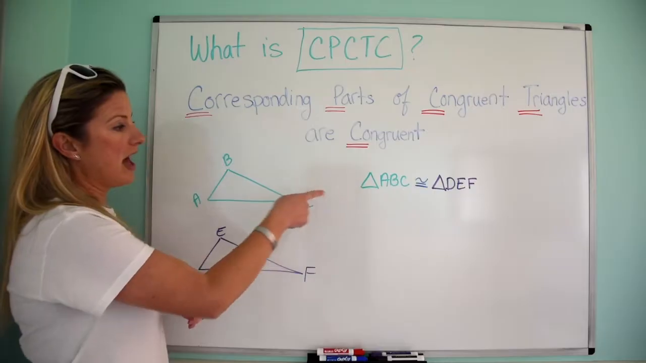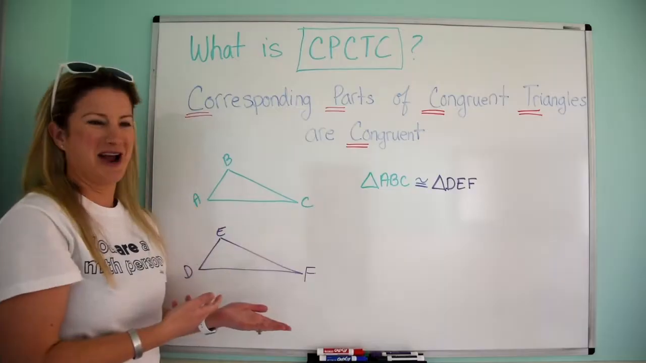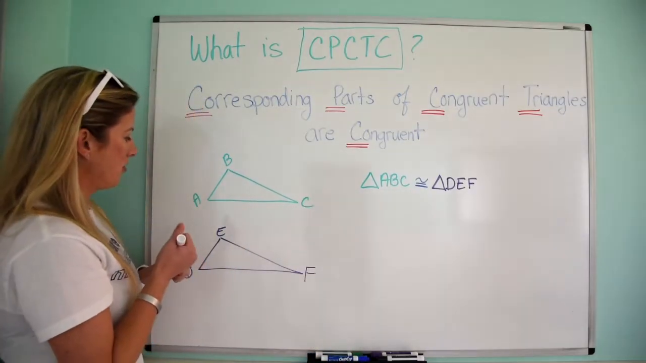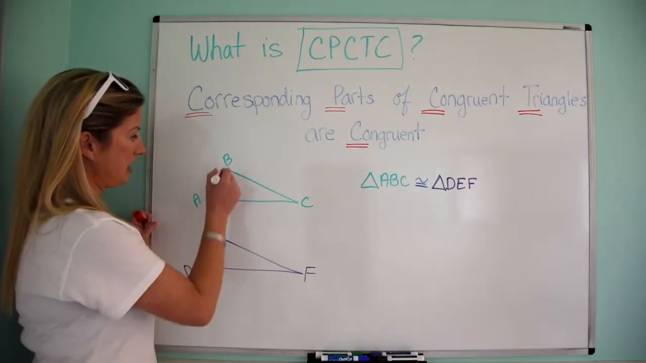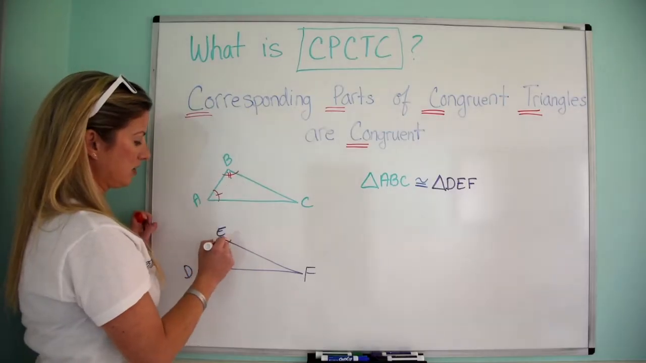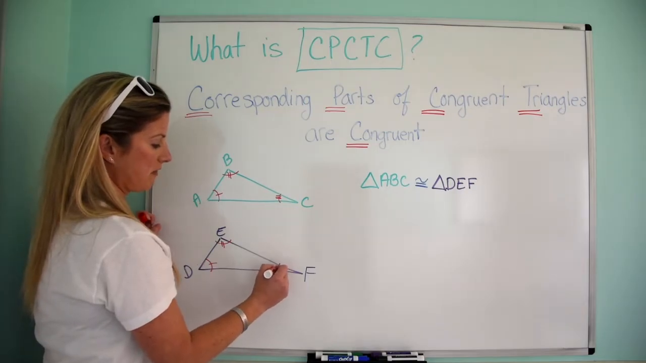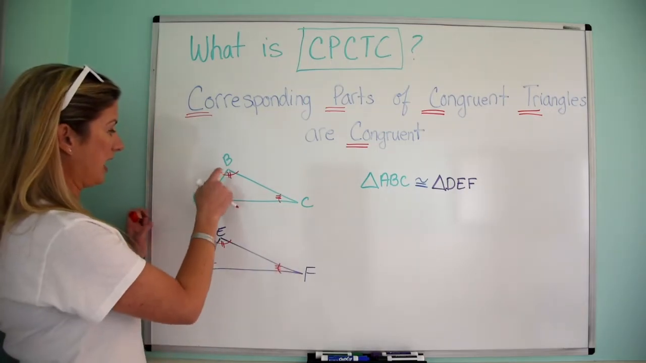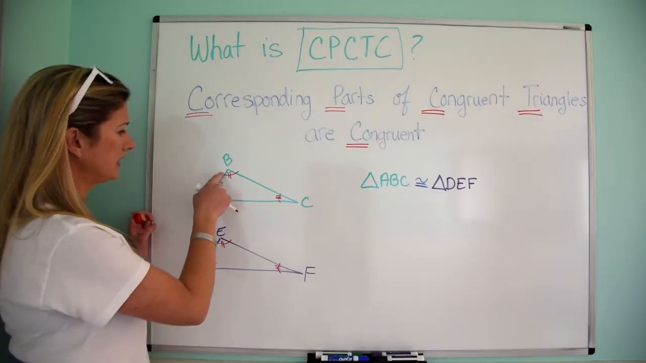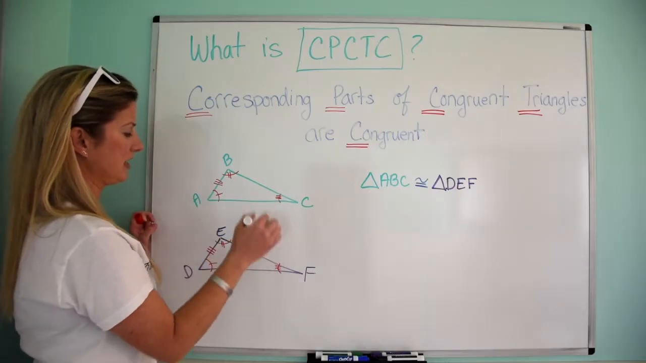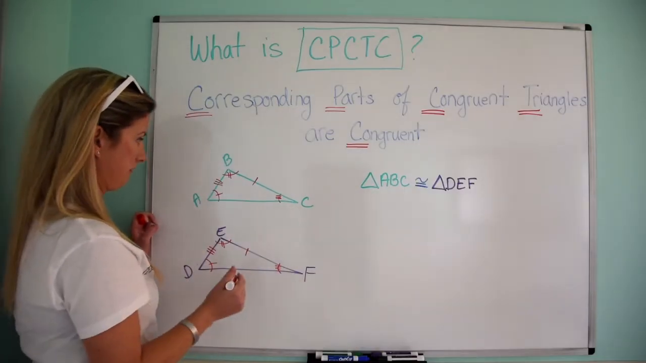And I know that triangle ABC is congruent to triangle DEF because I just decided to make two triangles that were congruent. So therefore, I know that angle A is congruent to angle D, and angle B is congruent to angle E, and angle C is congruent to angle F. Likewise, side AB is congruent to side DE, and side BC is congruent to side EF, and side AC is congruent to side DF.